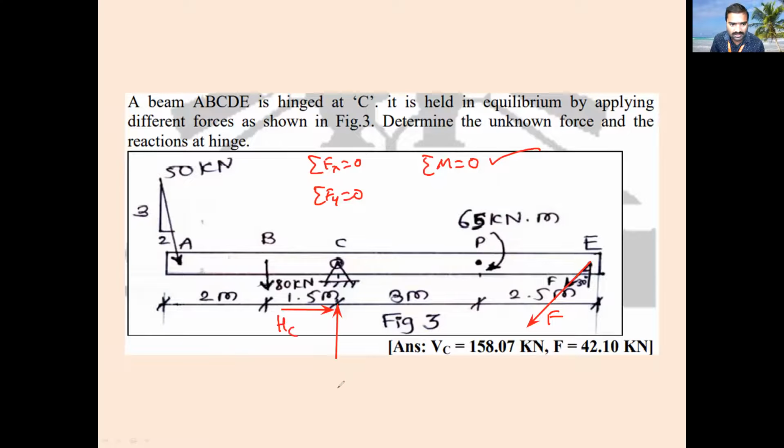This is HC, this is VC. So moment about which point? That is support C. MC is equal to 0, so that you will get the value of F. So first you have to apply the moment equation. You will get the value of F. Then afterwards go for sigma Fy is equal to 0, so that you will get the value of VC. Then apply sigma Fx equal to 0, so that you will get the value of HC. Yes, sir. Clear. This is how you have to try.